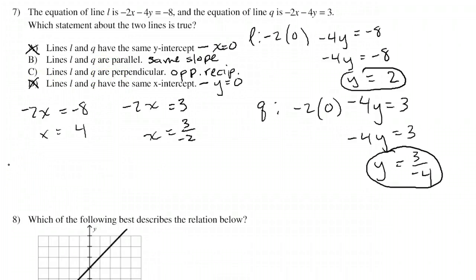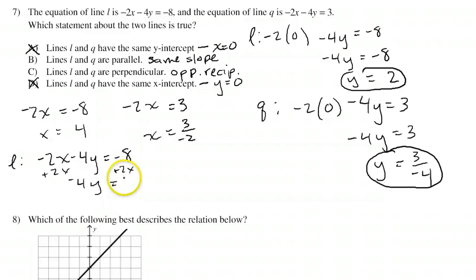So let's start with line L. So we get negative 2x minus 4y is equal to negative 8. And if I get y by itself, I can do this by adding 2x on both sides. And we get minus 4y is equal to 2x minus 8. And if I divide by negative 4, then the number in front of the x is the slope. So 2 over negative 4 is going to reduce to a slope of negative 1/2.